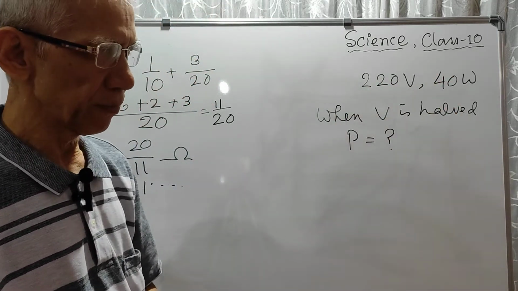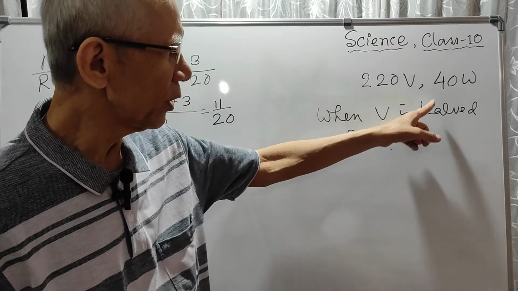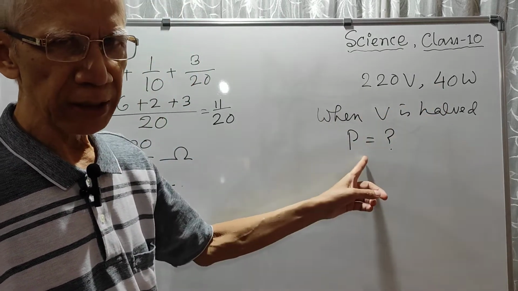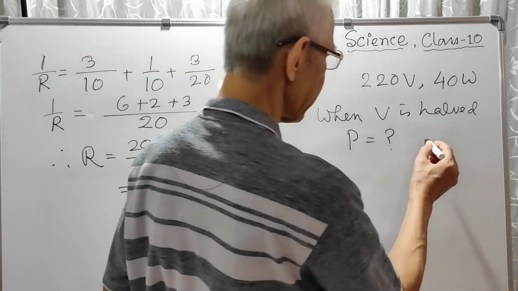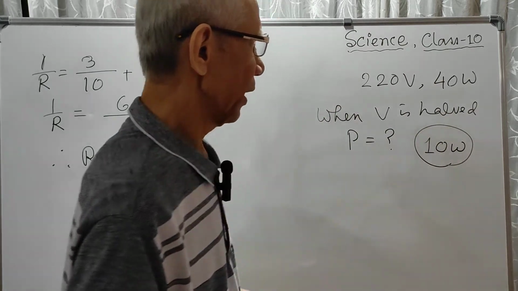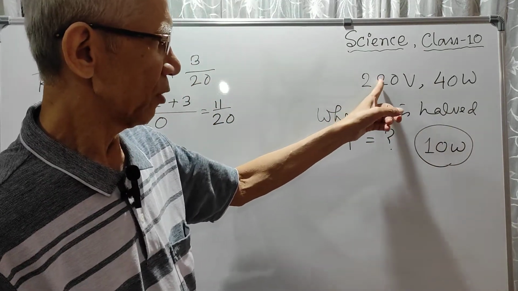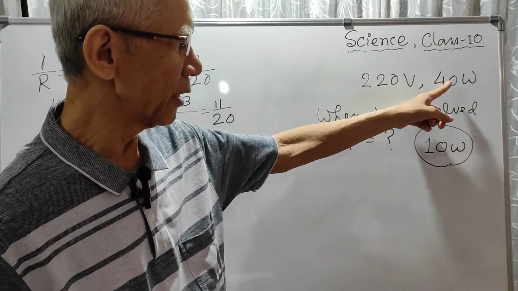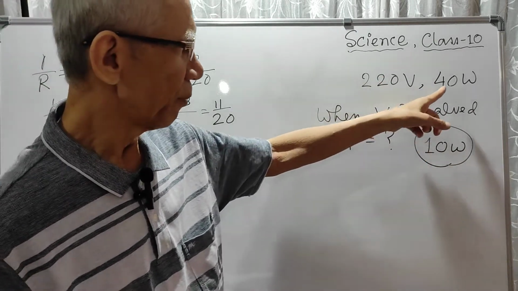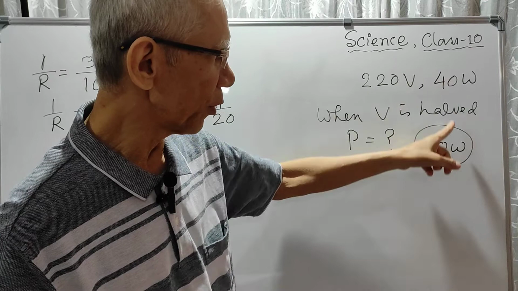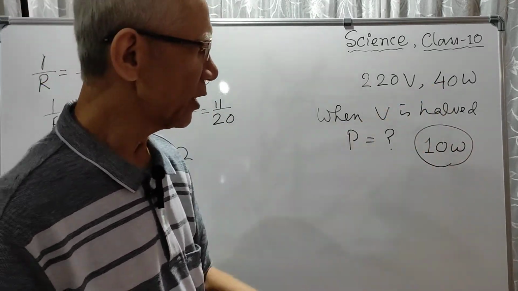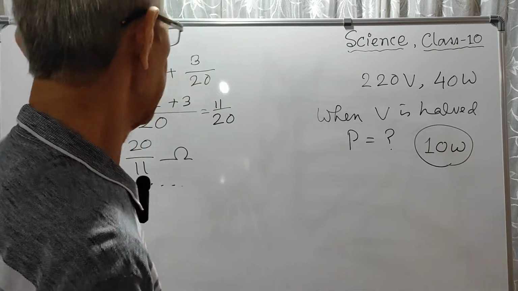But what will it be? So this is halved. So will this be half? That means will it be 20? It will not be 20. It will be 10 watt. So voltage is halved, we have connected it now to 110 volt. But the power will be 1/4, 10, not half, not 20. Now how is it 10? That is what we have to explain.